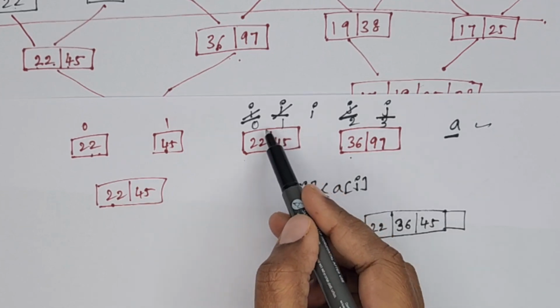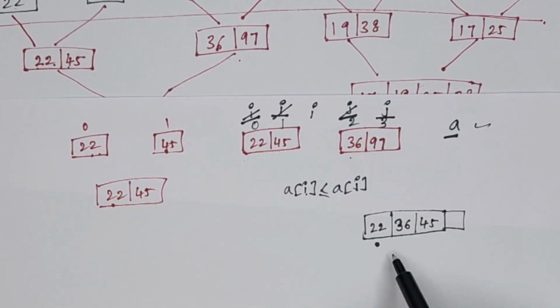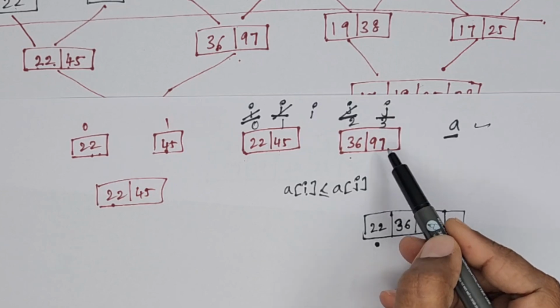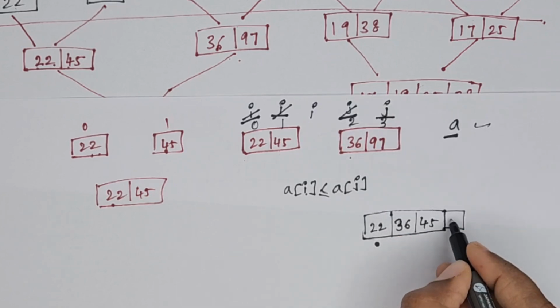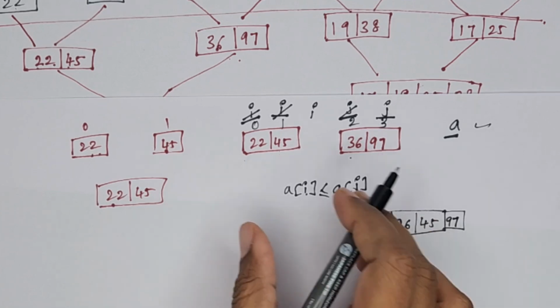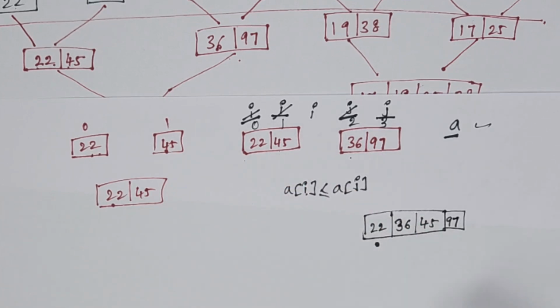But in this array, these two we have already copied into the temporary array. In this array, one element is left. That element also we have to copy into the temporary array. Later everything we can copy into the same original array, that is A. So see, from the 0th location the elements are 22, 36, 45, 97.